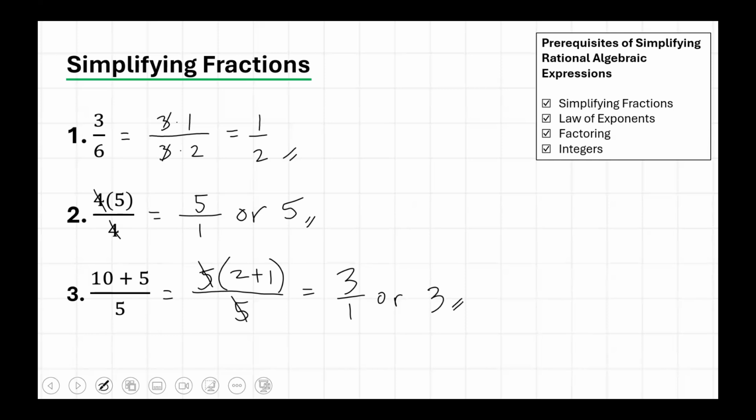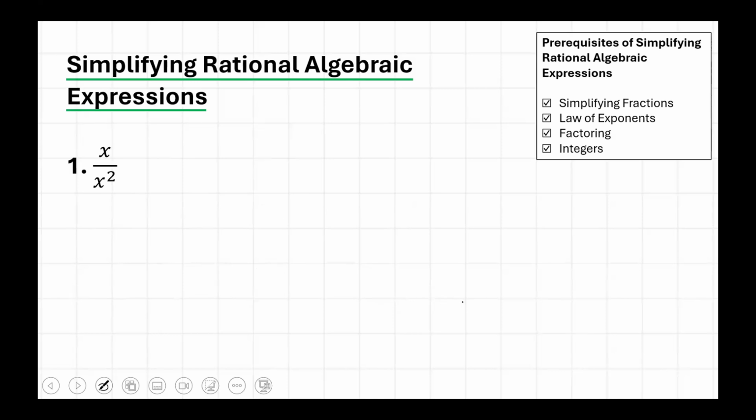And these are the common simplifying methods that we're going to use in simplifying rational algebraic expressions. Now here, we have our first example in rational algebraic expressions, x over x squared. To simplify this one, we need to rewrite our numerator as x, but in the denominator, we have an exponent of 2. Then we can rewrite it as x times x. And we can see that there is a common factor of x on the numerator and denominator. So x divided by x, that would be 1. And that will give us 1 over x.